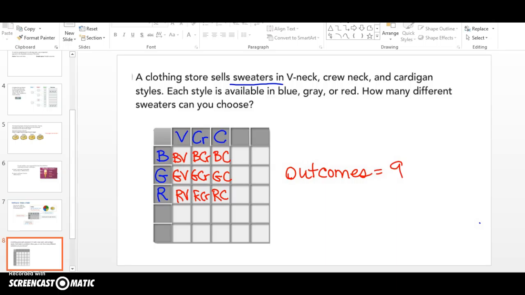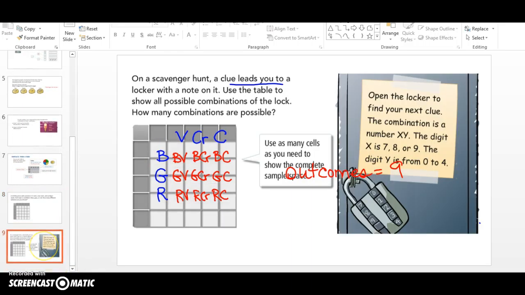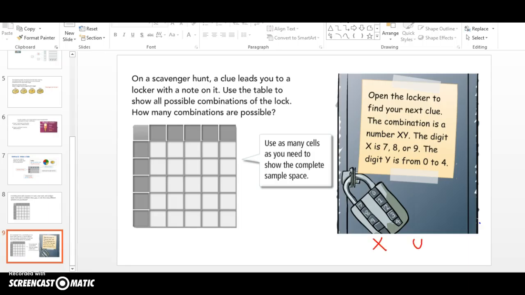Okay, so the last one is figuring out like a code. Okay, so we all know there's lots of things that have passwords and codes. Okay, and that has become very important with all the digital stuff we do now. So this says to open the locker, find your next clue. The combination is a number X, Y. So it has to be in the order X, Y, which means X has to come first, followed by Y.